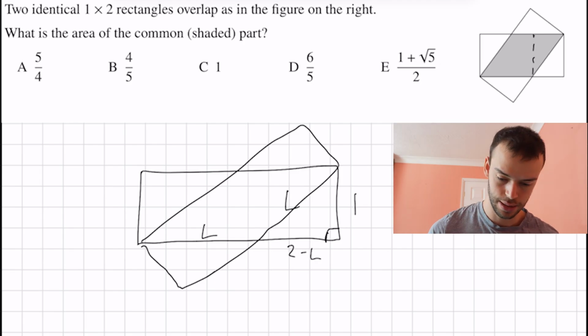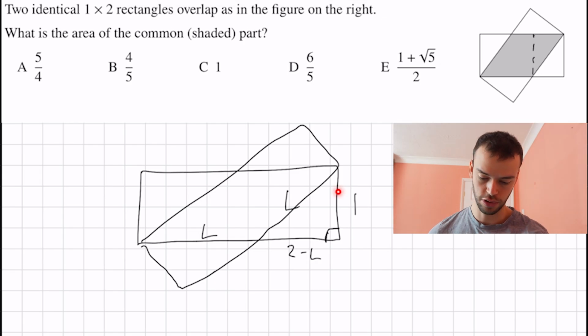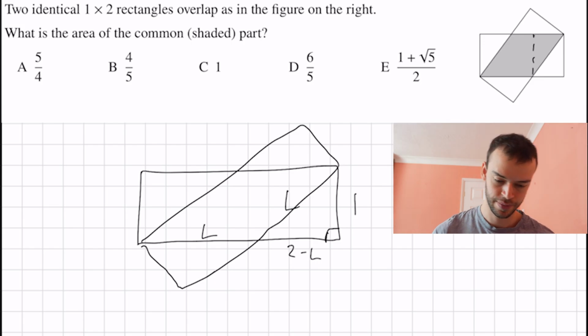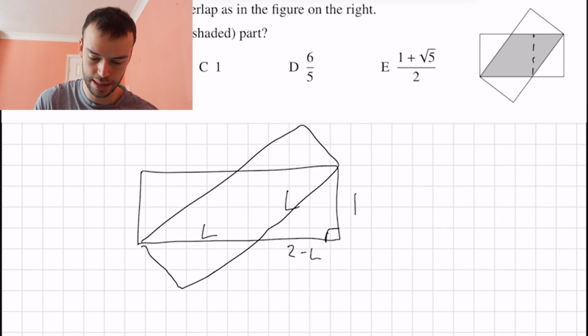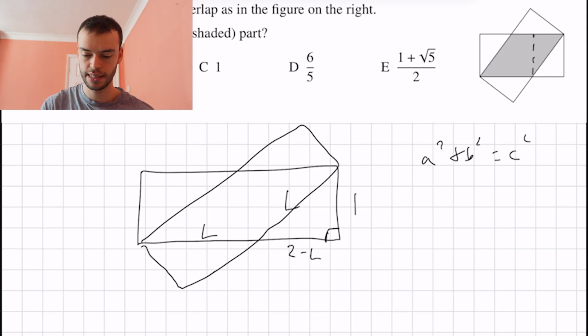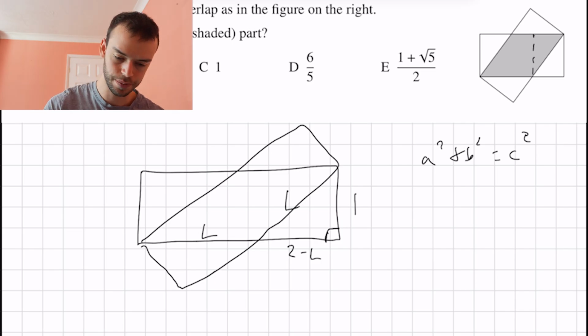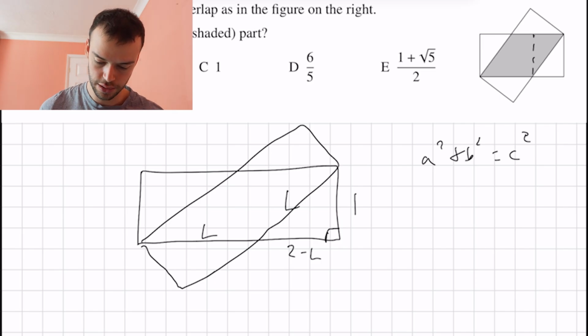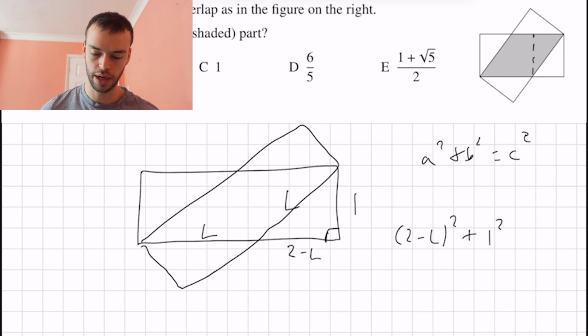Nice. Now, whenever you're working with right angled triangles with lengths, it's a good idea to use Pythagoras theorem. Pythagoras theorem states that a squared plus b squared equals c squared, where c is the length of the hypotenuse and a and b are the lengths of the other two sides. Cool. So we know that (2 minus L) all squared plus 1 squared equals L squared.